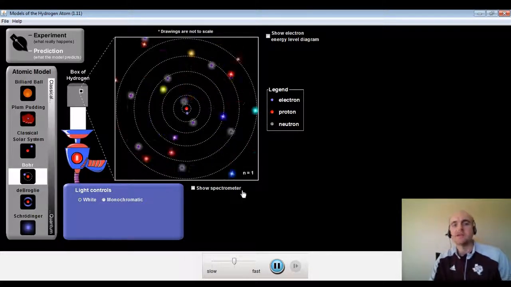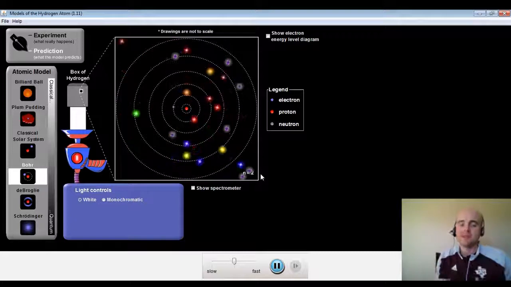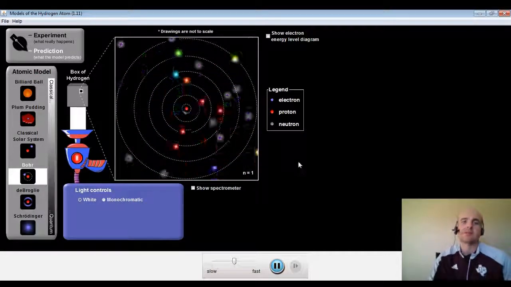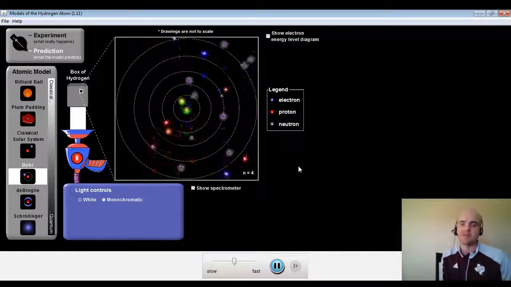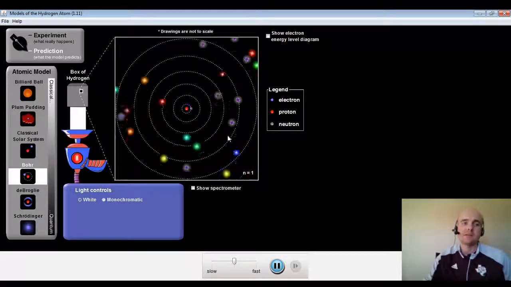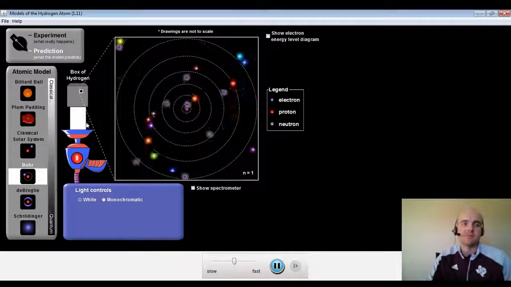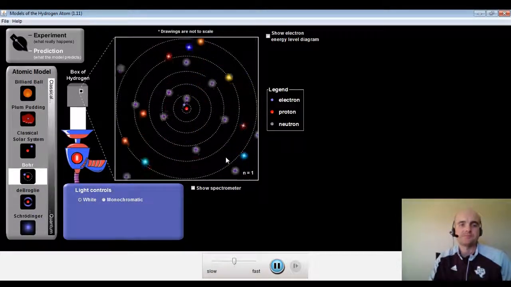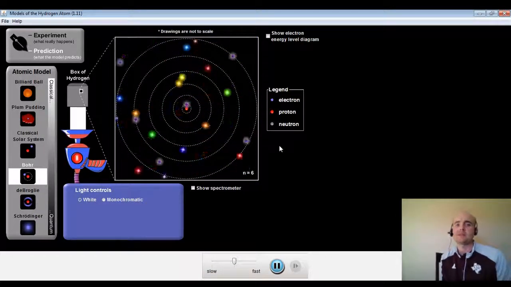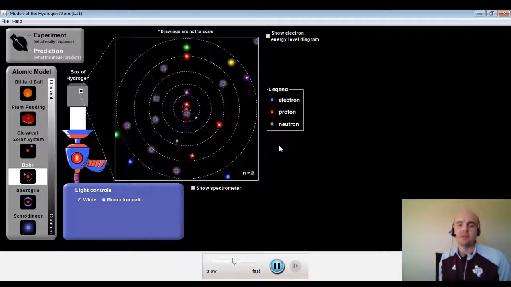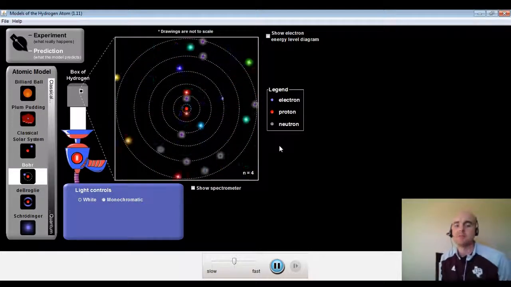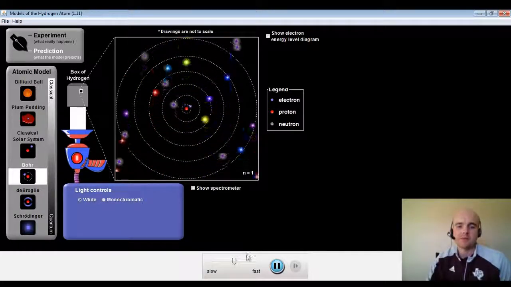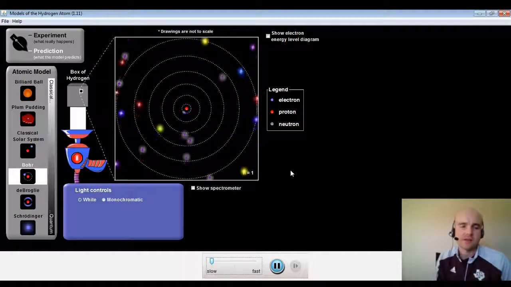As I shine some light on it, all these different little orbs flying across represent different wavelengths of light. I'm basically shining white light on my box of hydrogen here, so it's shining every possible wavelength on it. You notice what's happening to that electron. It keeps jumping to different energy levels, up to the different orbits. Every time it jumps up to a different orbit, I'll slow it down for you.